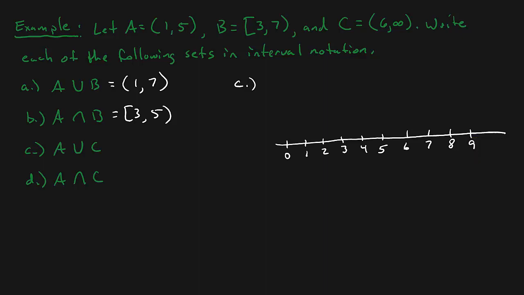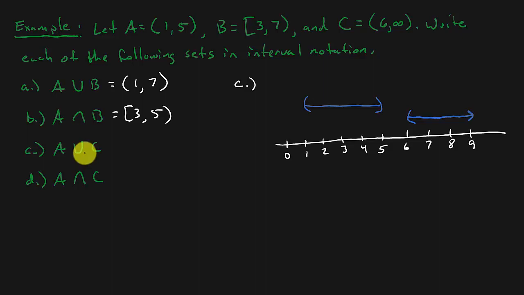All right, now let's graph A. So A is 1 to 5. So that's 1 to 5, parentheses on both ends. And then C is 6 to infinity. So that's 6 to infinity.